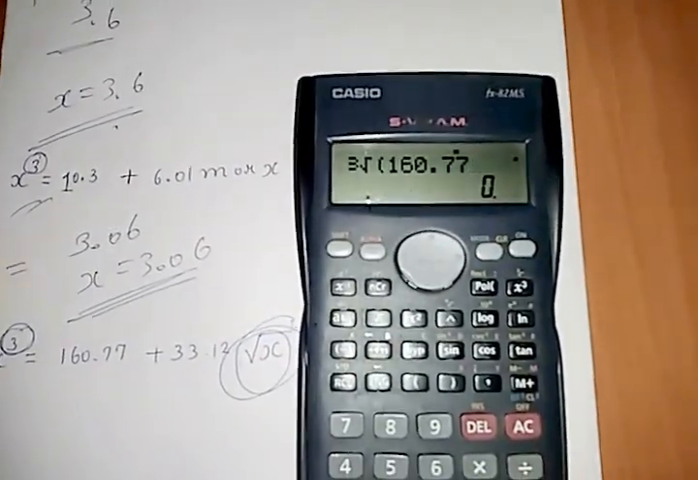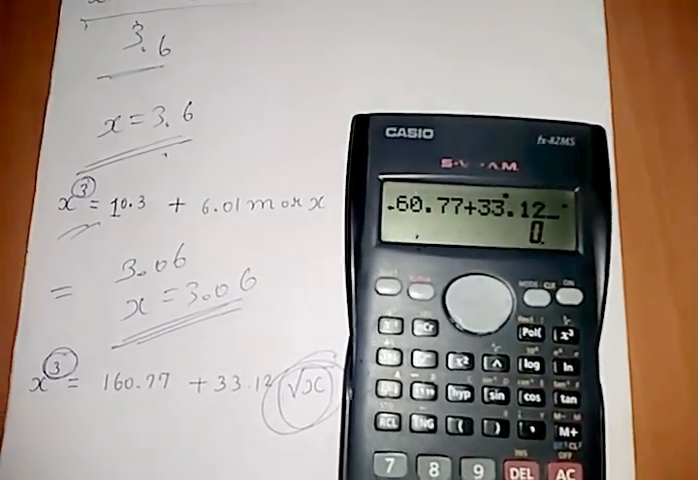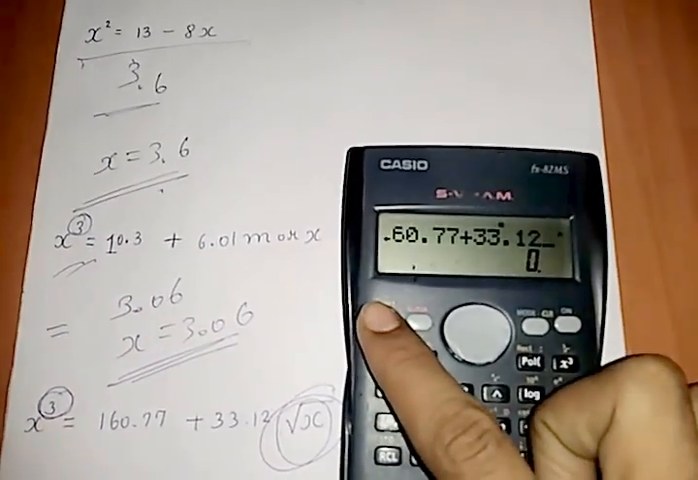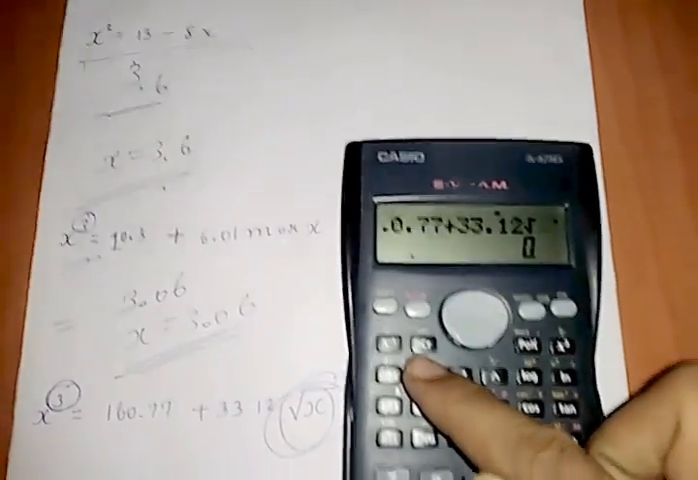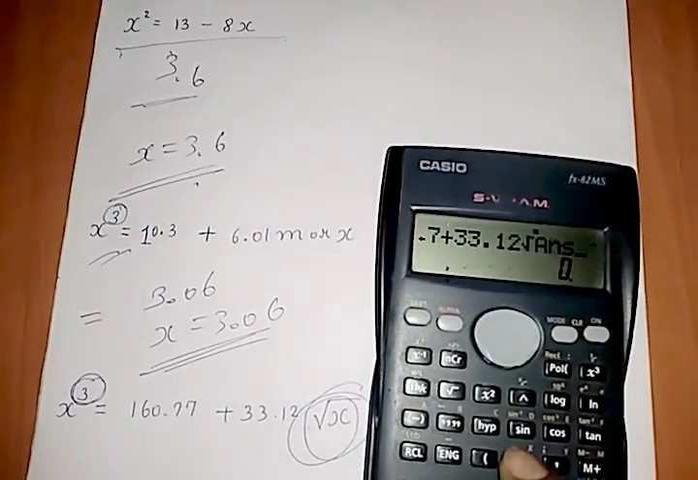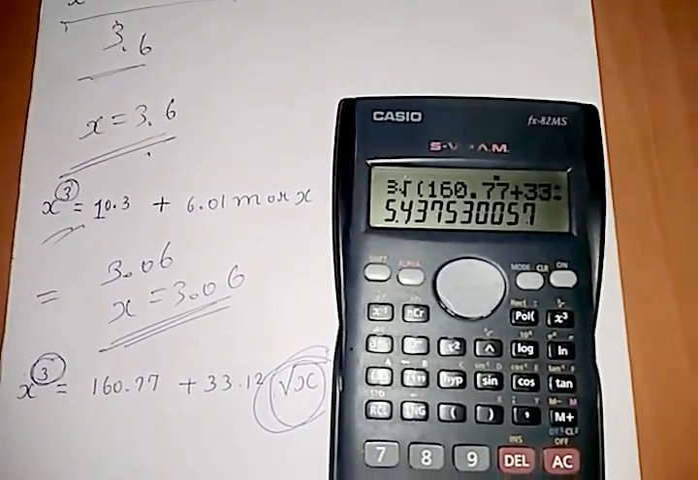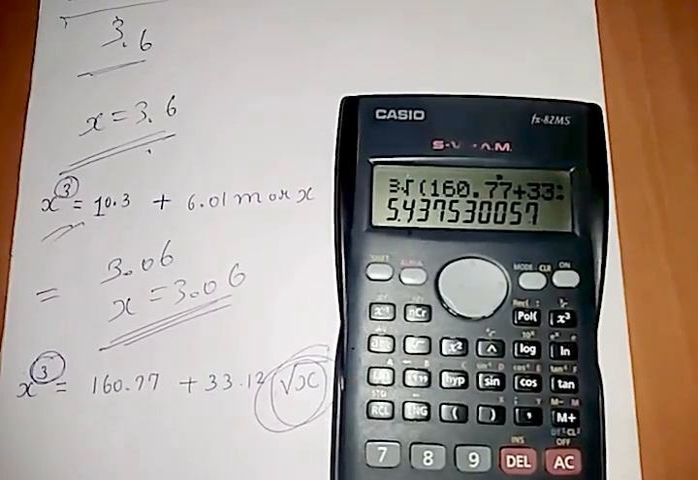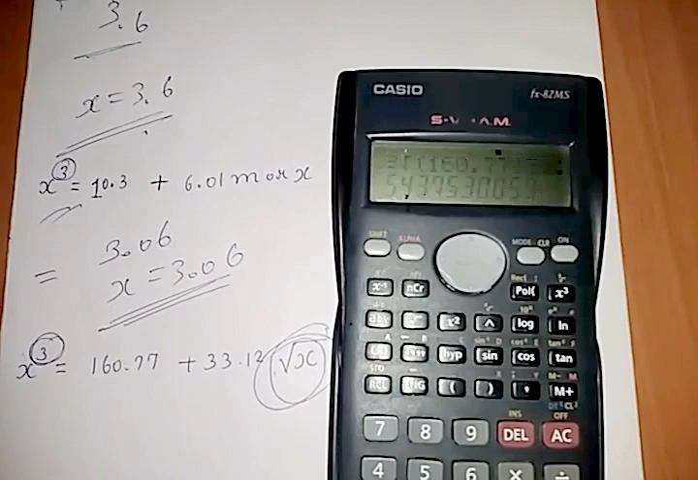160.77 plus 33.12 under root x, x means answer, bracket, 5.43. Press equal to till then you get the first three values constant.